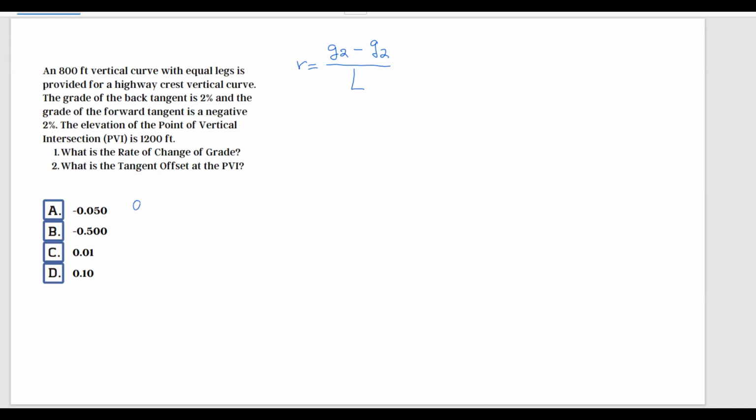Now let's talk again, what is G2? In the problem, we're given G2 forward tangent negative 2%, 0.02. I'm going to also write down minus 2%. G1 back tangent is 2%, 0.02, or just 2%. And then L, the horizontal distance between PVC and PVT, is 800 feet.